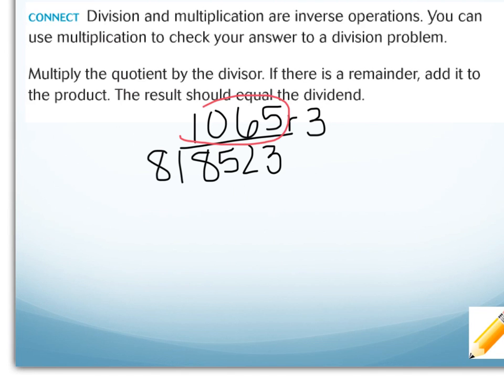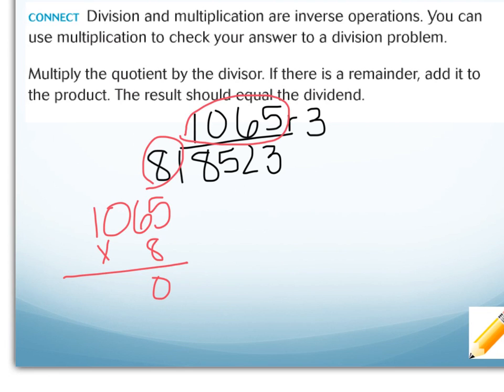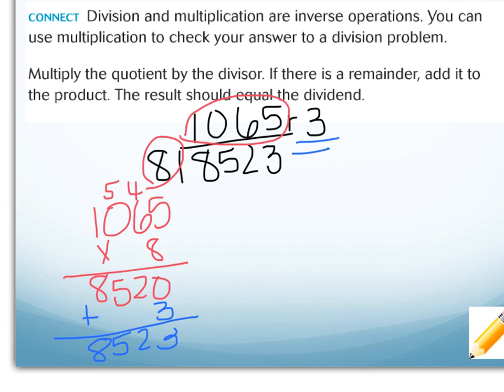In this case, I'm going to multiply my quotient by my divisor, 1,065 times 8. 8 times 5 is 40. 6 times 8 is 48, plus 4 is 52. 8 times 0 is 0, plus 5 is 5, and 8 times 1 is 8. My remainder is then added to the product because it's the leftover, giving me 8,523. If my answer matches my dividend, which it does, I know my work is correct.